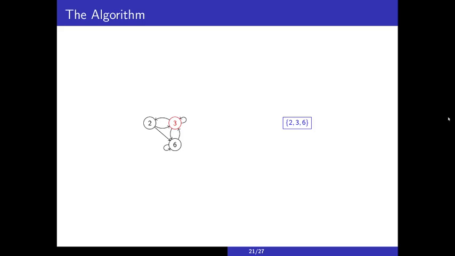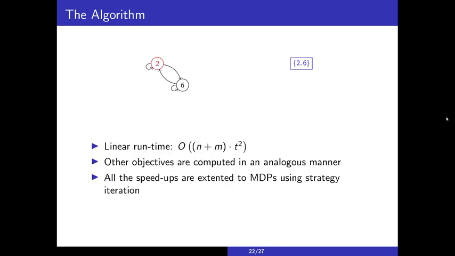Vertex 3 is removed, and we're left with only vertex 2 and 6, for which we can simply compute the hitting probability. Now, to compute the hitting probabilities for other vertices, we can add them in the reverse order of removing and compute the hitting probability from the successors. As mentioned before, we perform at most t squared computations to remove each state, so in general, the runtime is linear in the number of states and edges of the Markov chain.